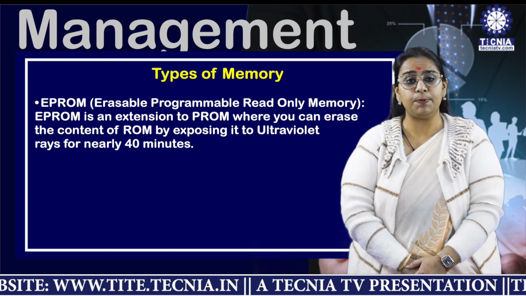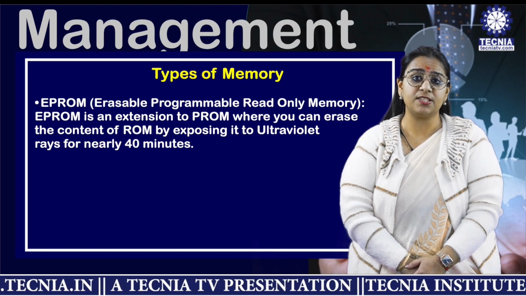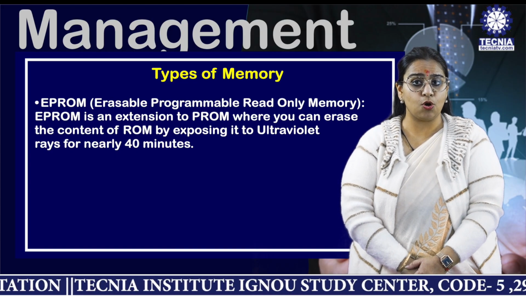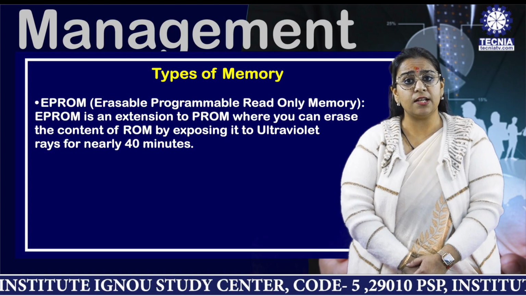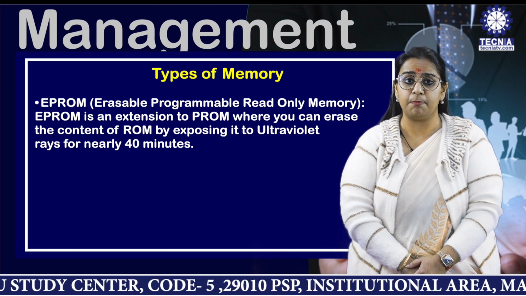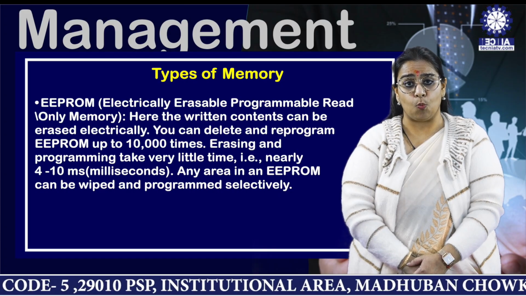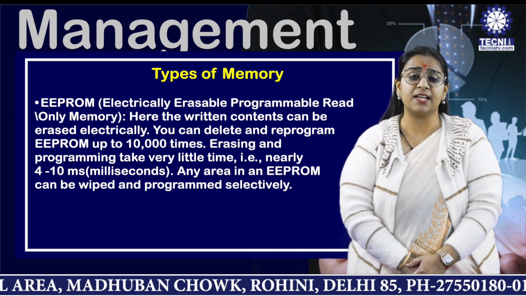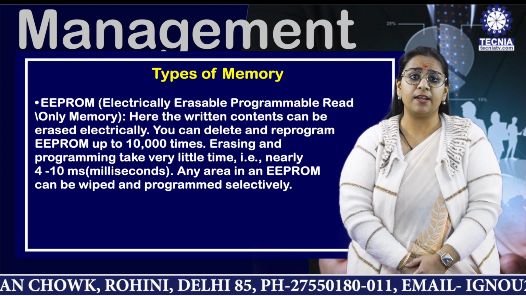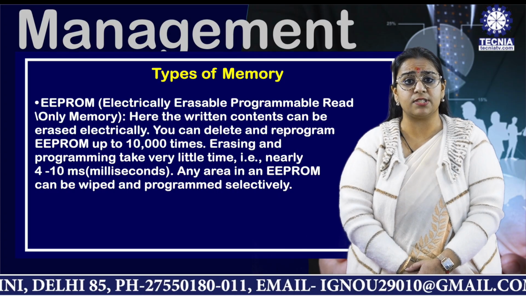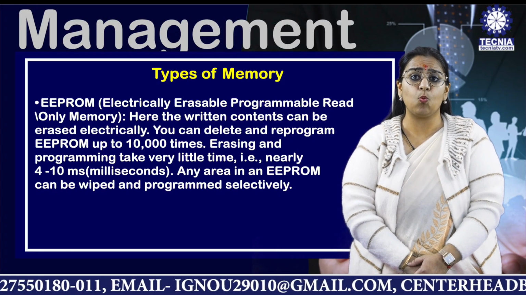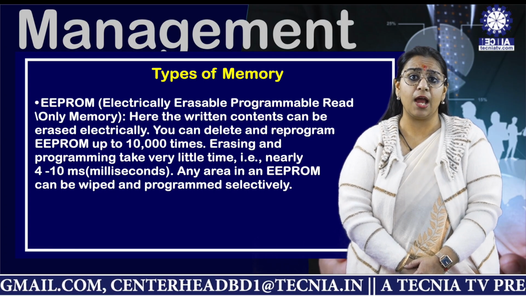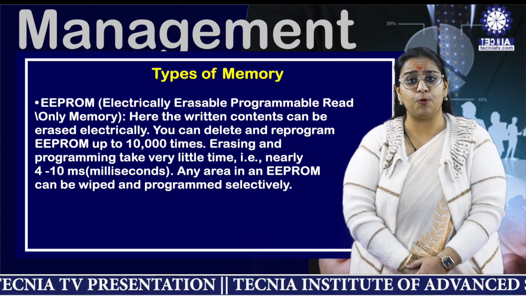The third one is EPROM, that is erasable programmable read-only memory. It is an extension to PROM where you can erase the content of the ROM by exposing it to ultraviolet rays for nearly 40 minutes. The fourth one is EEPROM, which is electrically erasable programmable read-only memory. Here the contents are erased electrically. You can delete and reprogram it up to 10,000 times. Erasing and programming take very little time, nearly 4 to 10 milliseconds. Any area in EEPROM can be wiped and programmed selectively.